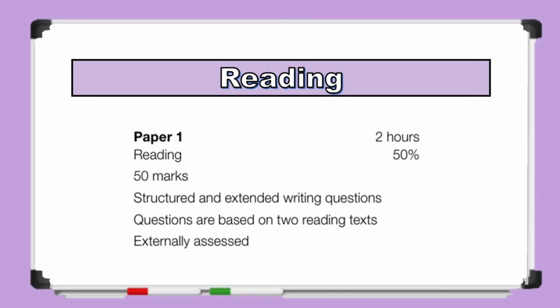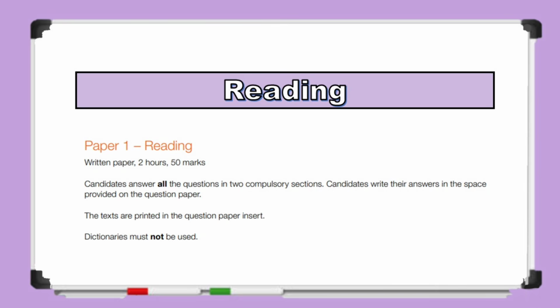This paper is 2 hours long, carries 50 marks, and is worth 50% of your final grade. It contains structured and extended writing questions, and all the questions are based on 2 reading texts. This paper is also externally assessed, which means your answers are marked by Cambridge examiners. Now, let's see what your syllabus tells you about this paper.